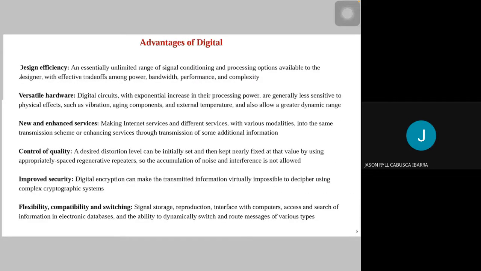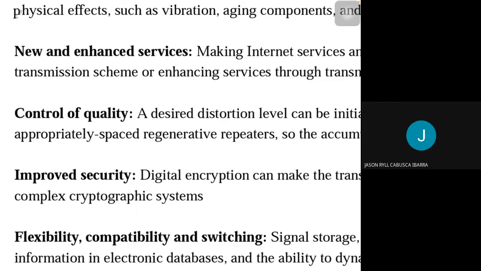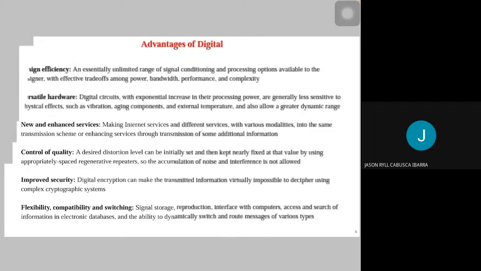Advantages of digital. I think we've covered some of these last time. Design efficiency, versatile hardware, because of the increase in the processing power of digital circuits now. Digital communication systems have a more versatile hardware compared to purely analog communication systems. Control of quality, okay? Quality of the signal could be controlled because of digital signal processors. Pwede na somehow malimpyo ang noisy signal.